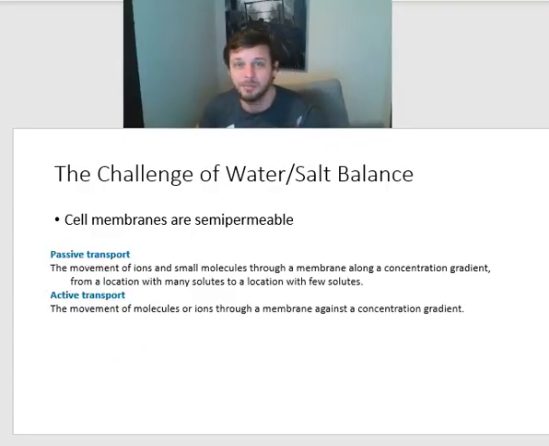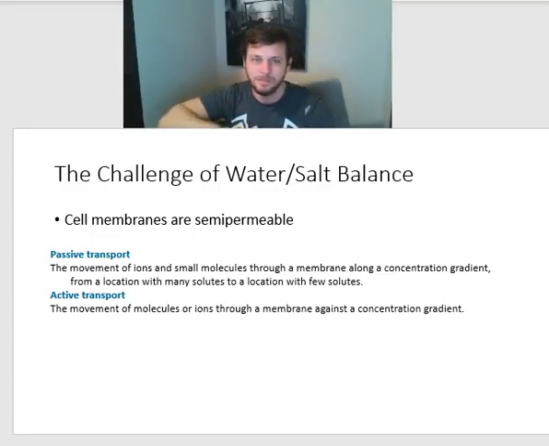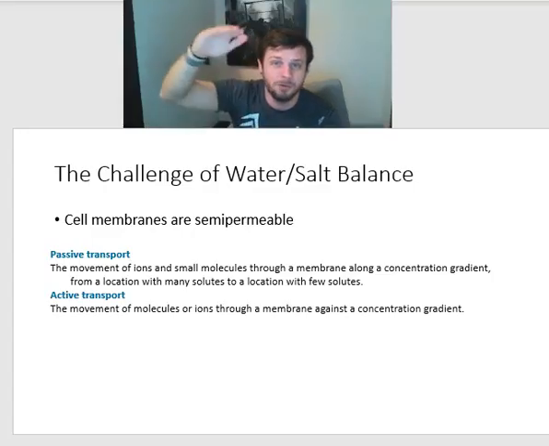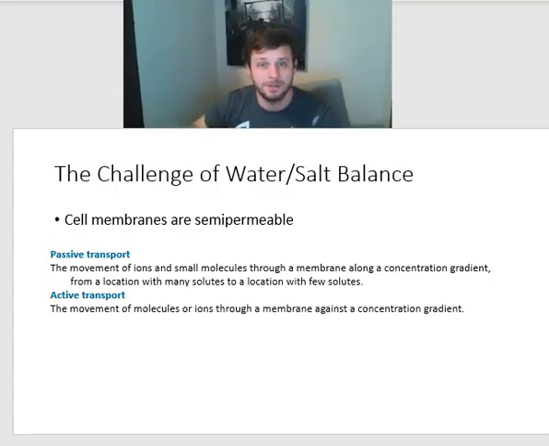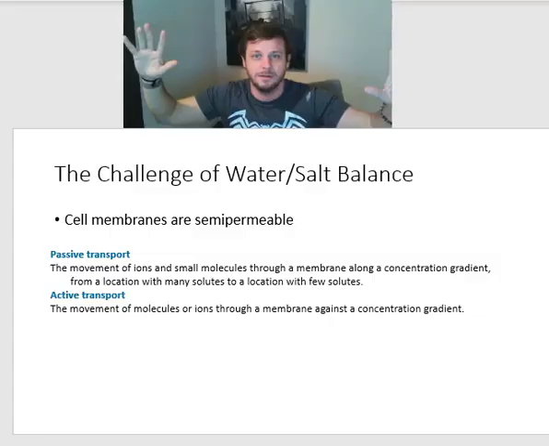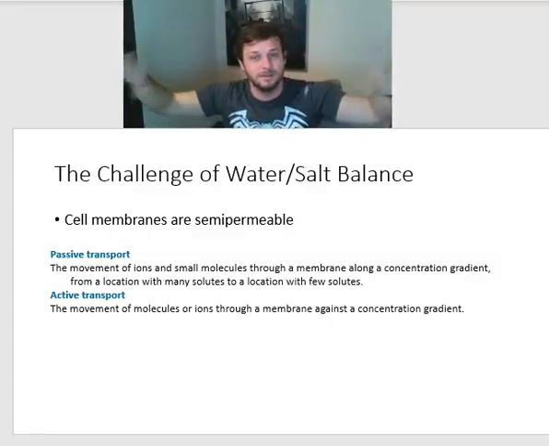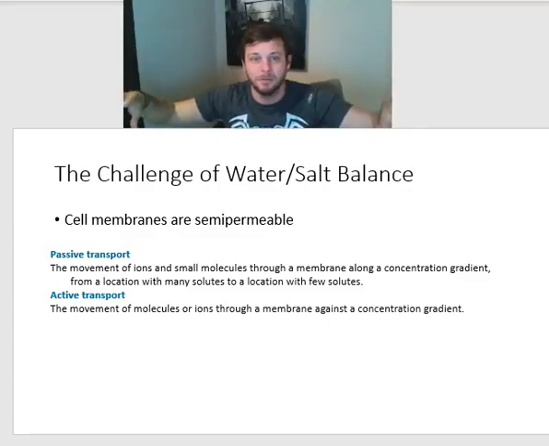So passive transport, this is when you don't require any energy to move things along a gradient. And so your passive transport is just types of diffusion, moving from areas of high concentration down to areas of low concentration. So if you have a bunch of salt over here, it's going to spread out until it's even. So it's going to go from where there's a lot of salt to where there's a little salt until you reach an equilibrium.